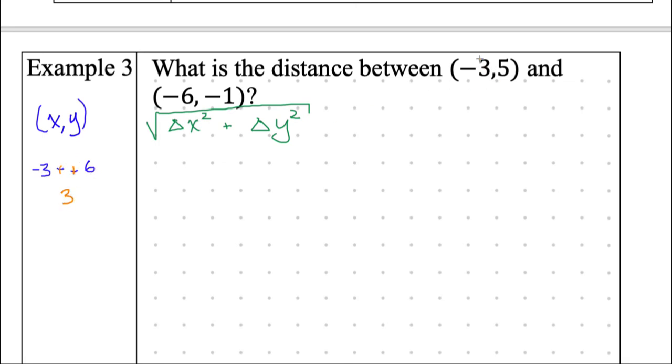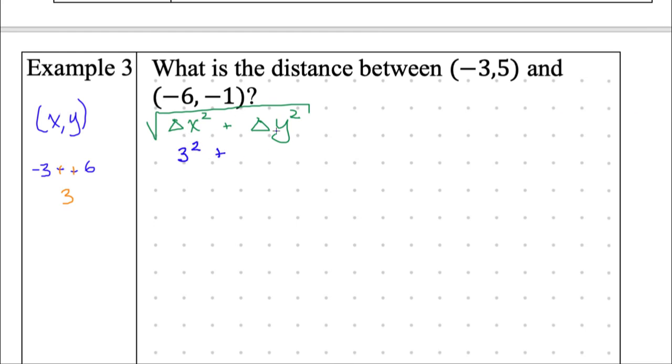Again, if you can just visualize how far it is between -3 and -6, maybe on a coordinate plane, I start here at -3 and then I'm going to go 1, 2, 3 to get to -6. That's how I visualize it in my head. I don't do any subtraction problem where I have to worry about negatives and positives. I just visualize it. Anyway, I've told you now that the change in x is 3, so I'm going to square that.